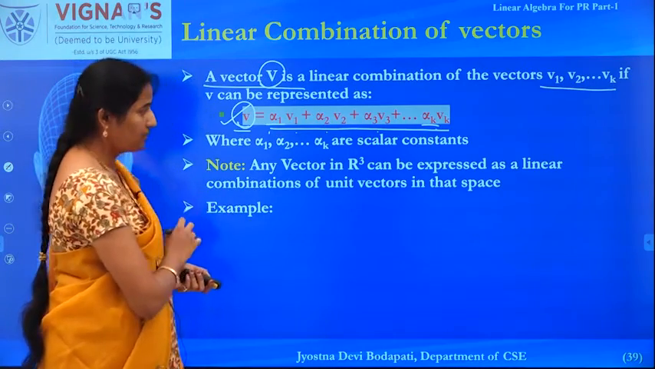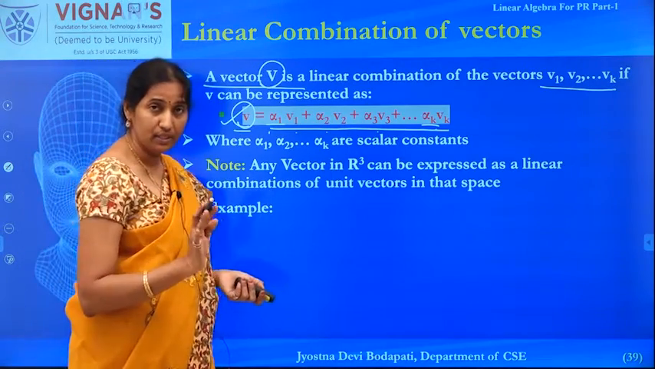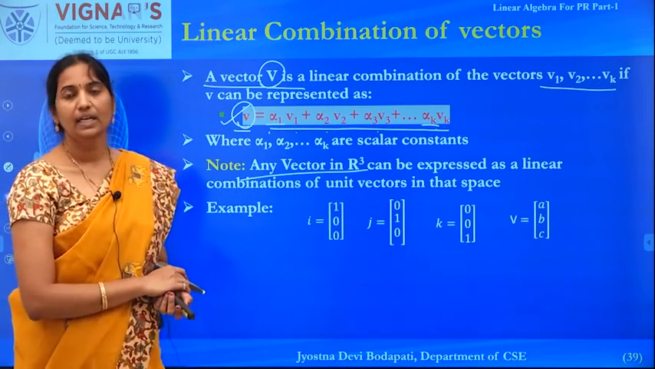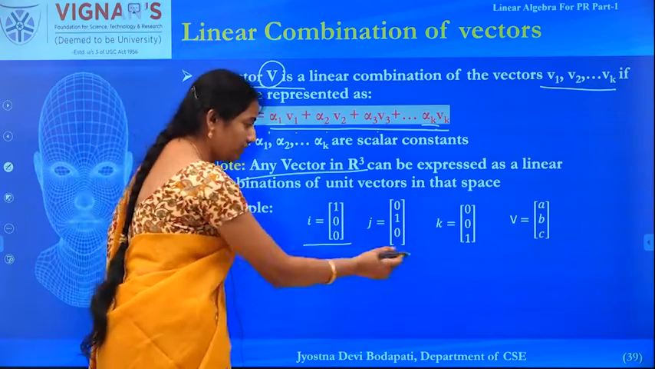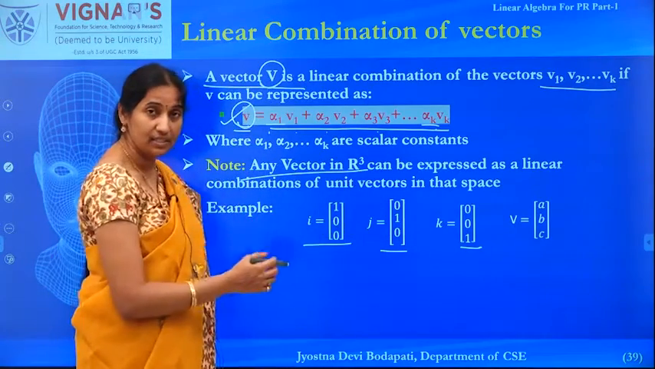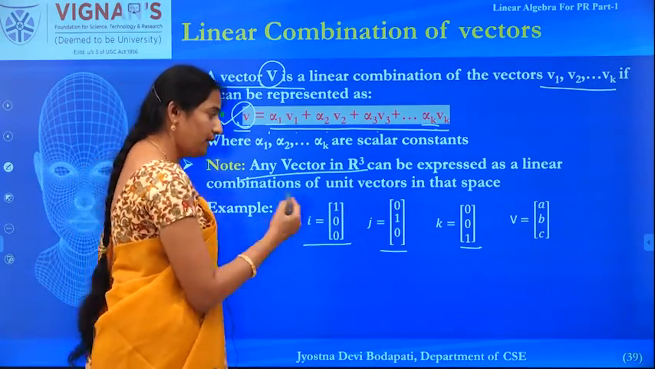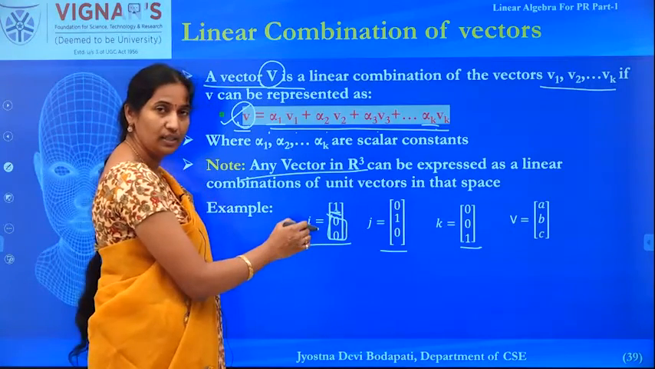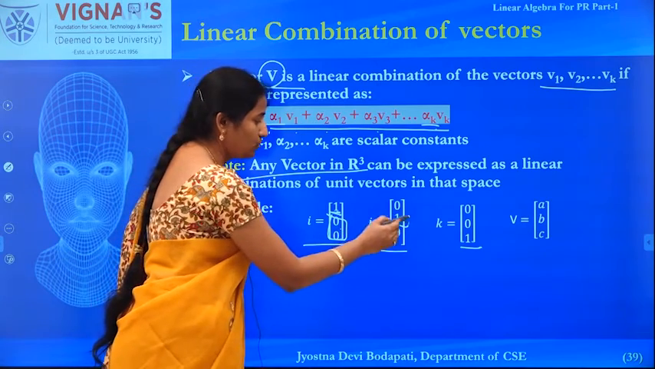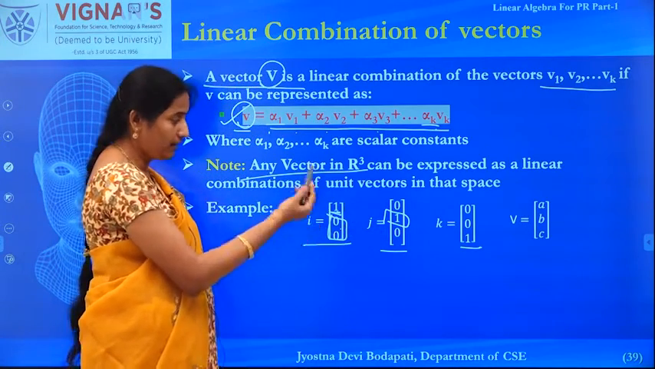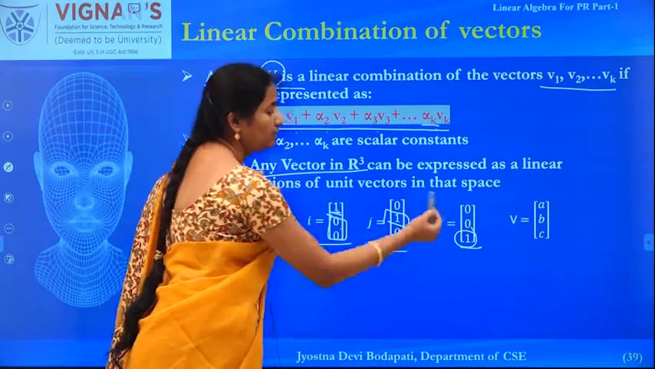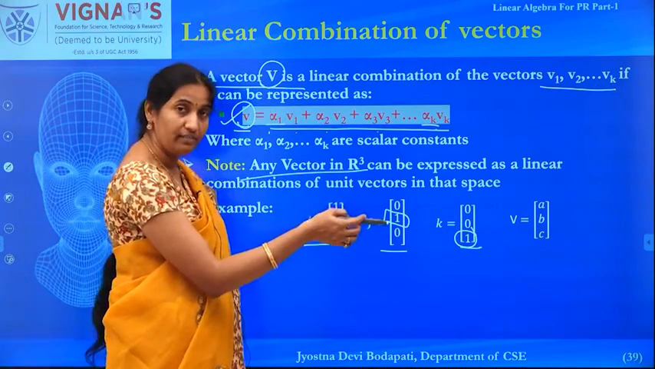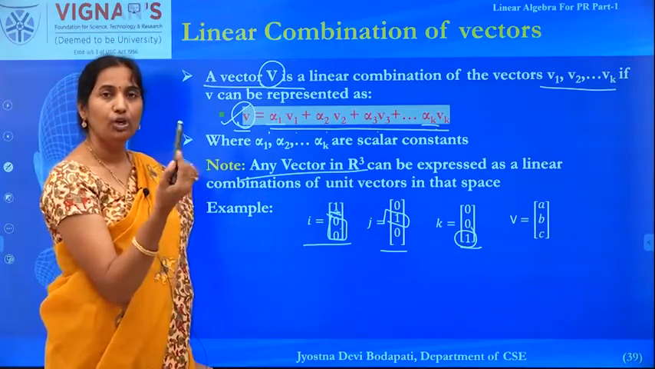Now, if you observe any vector v in the 3-dimensional space, it can be represented as a linear combination of these 3 unit vectors. These are called the unit vectors in the 3-dimensional space. Why we call them unit vectors: for i, the first position is 1 and the other places are zeros. Similarly, for j, the second position is 1 and the remaining values are zeros. The same applies to k also. Because it is 3-dimensional, we have 3 unit vectors. If it is 2-dimensional, we have 2 unit vectors.